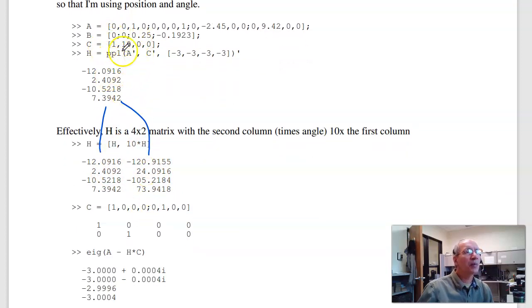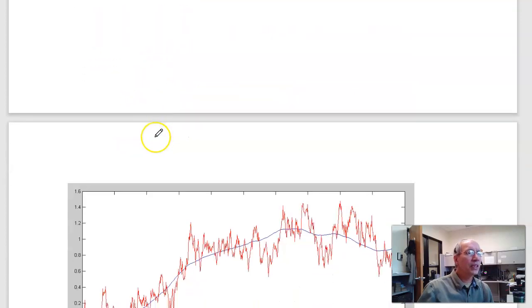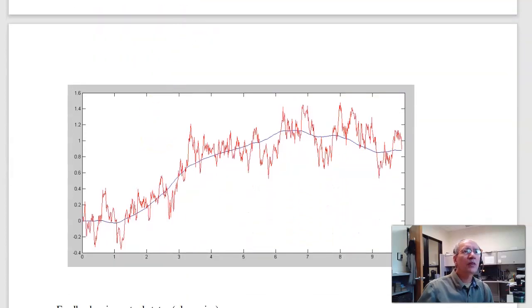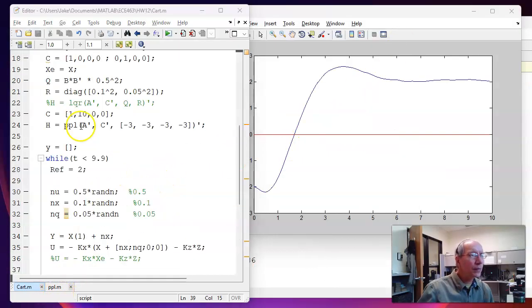I've got a problem. I want to use angle, but pole placement, the techniques we know, can only use a single input. So combine the two somehow. That's at a 1 to 10 ratio. When I do that, I get fairly high gains. The closed loop poles are correct, but I have high gains. What the gains are going to do is add noise. So if we go back to the simulation, I'm finding the feedback gain H using pole placement.